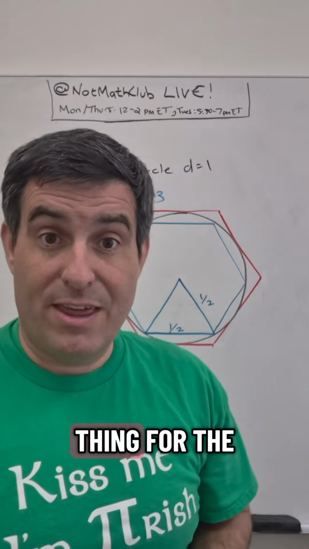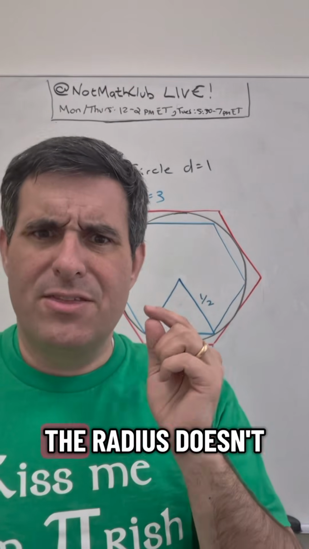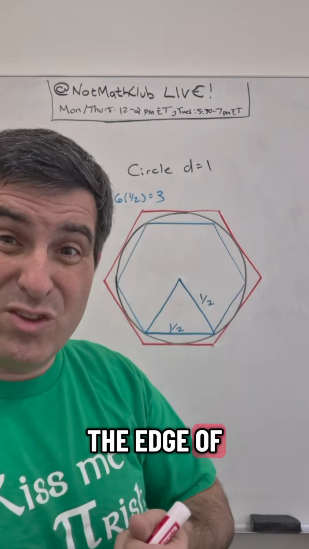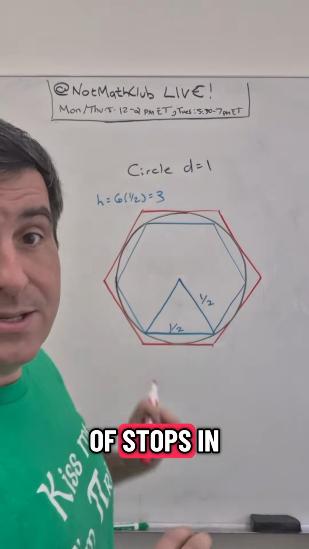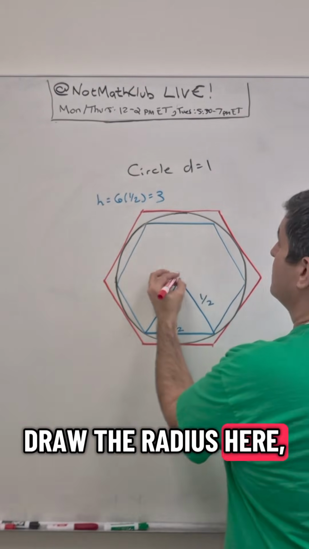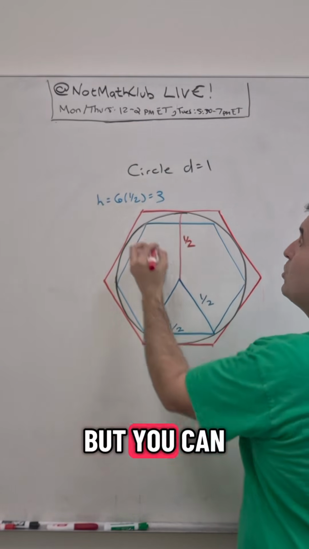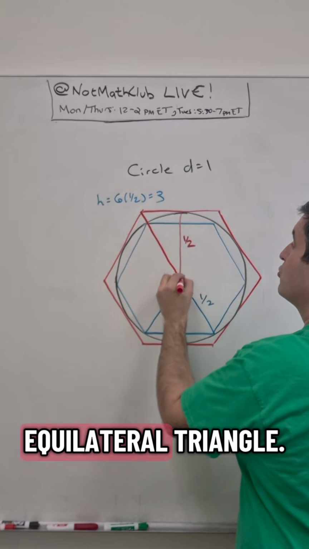Now we can do the same thing for the big hexagon. The problem is the radius doesn't actually come all the way to the edge of the triangle there. It sort of stops in the middle. So when I draw the radius here, that radius is 1/2, but you can still draw this equilateral triangle.